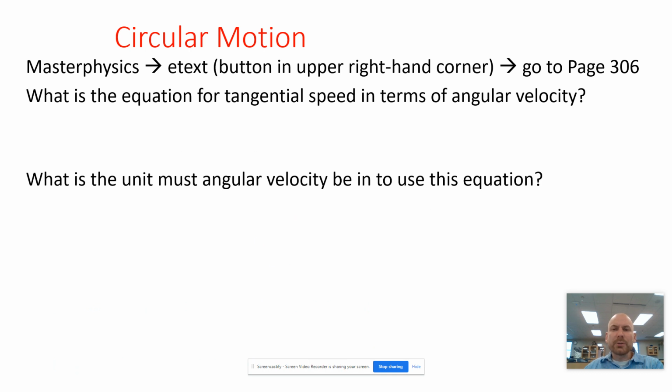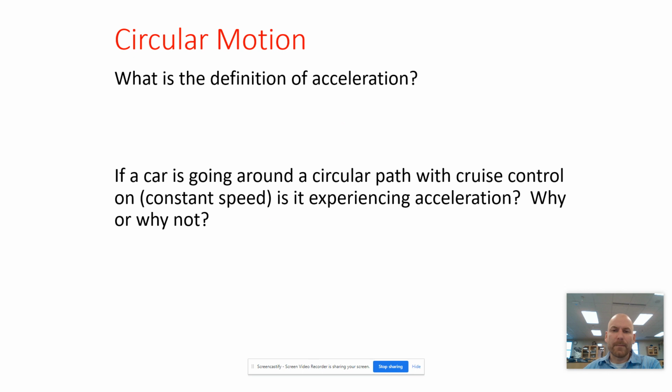Equation for tangential speed. This is just normal speed, and the equation that connects it to rotational speed is: the speed is equal to rotational speed times the radius. Radius is how far you are away from the axis of rotation. You must be in radians per second to be able to use this equation. Don't worry about making that transition. I'll just give you things in radians per second.